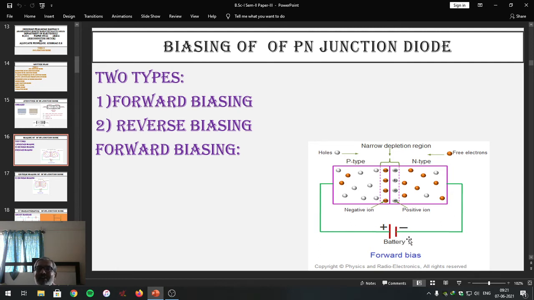By connecting the battery in forward biasing mode, what happens? Simply connecting the battery doesn't solve the problem. If the power supply provided to the forward biased PN junction diode is zero, it is the same as not connecting a battery. This doesn't make the PN junction diode conduct.